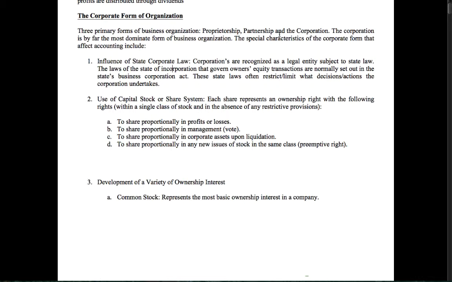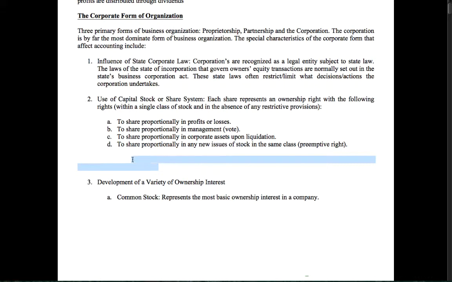Next is to share proportionally in corporate assets upon liquidation. This just refers to the process of, if a company is liquidated and assets remain, the common shareholders will receive assets to back their shares. We will discuss this in a little more detail as we get into common stock and preferred stock, specifically in the order of preference. And last is that your ownership right is to share proportionally in any new issues of stock in the same class.